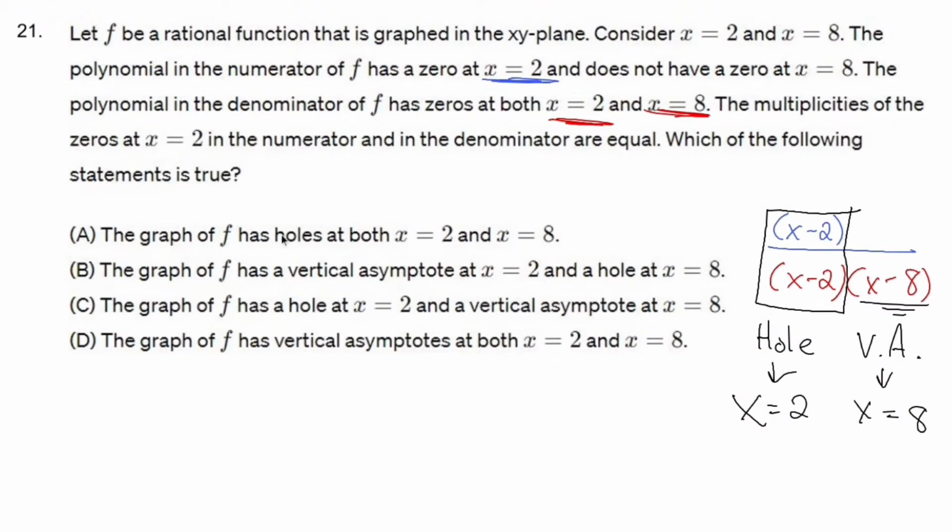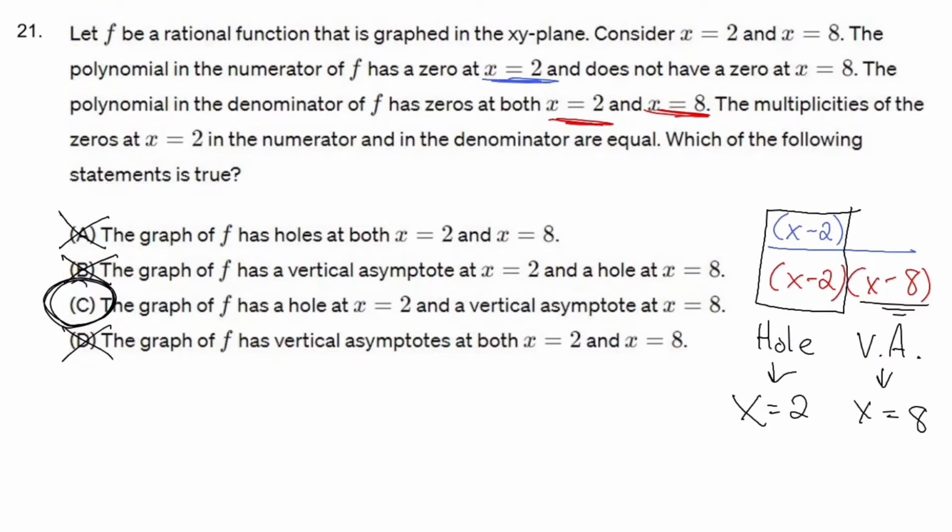So the graph has holes at both x equals 2 and 8? Nope. The graph of f has a vertical asymptote at 2 and 8? Nope. That's the hole at 2. That's the opposite of what we want. The graph of f has a hole at 2? Yup. And a vertical asymptote at 8? Yup. And the graph of f has vertical asymptotes at both, so nope. So pretty basic Unit 1 problem. Pretty easy. Lots of fun.